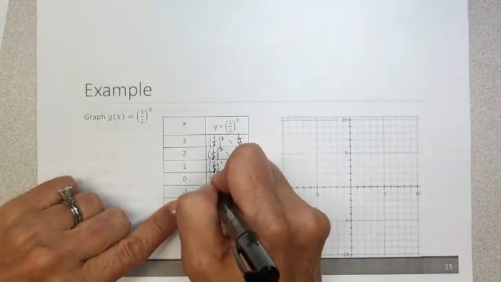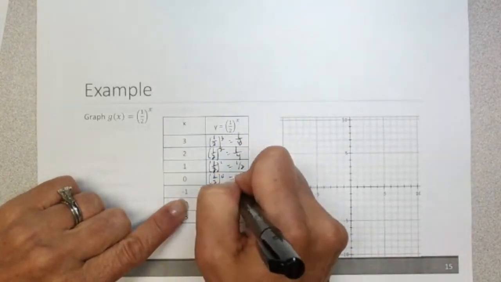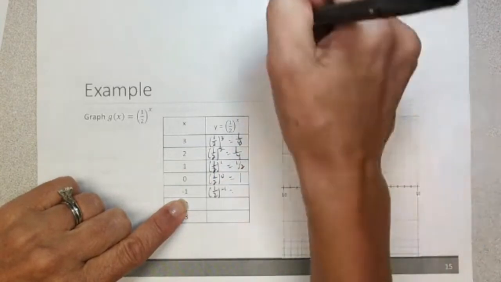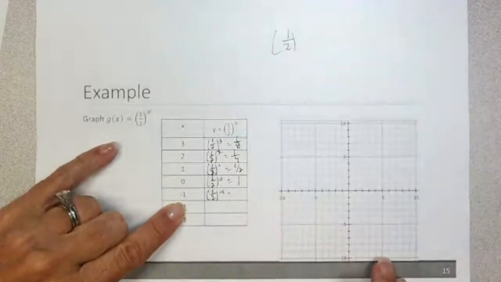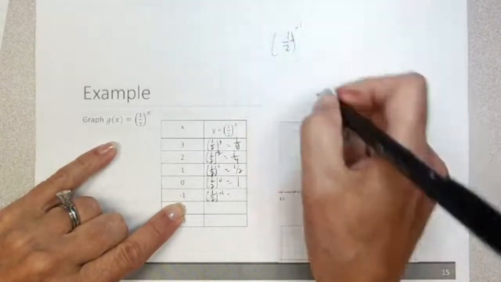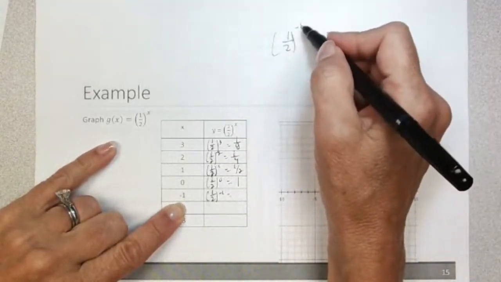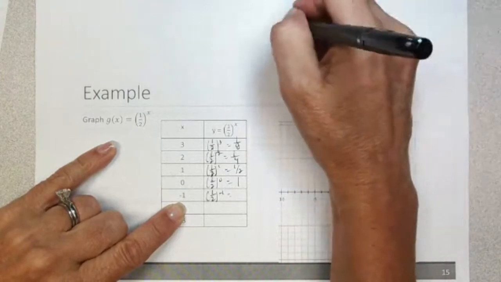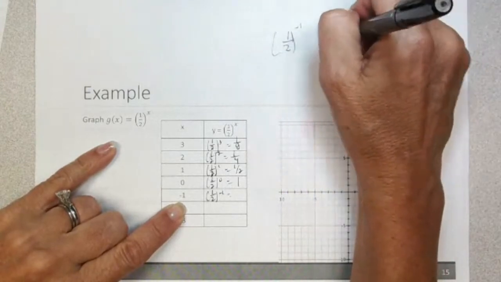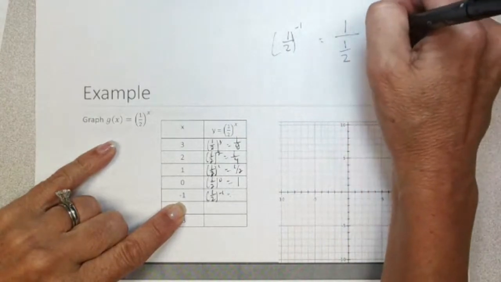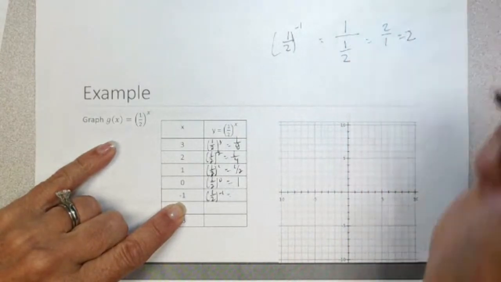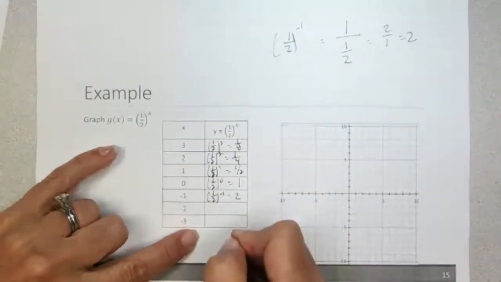Right? When x is -1, 1/2 to the negative first power. What is 1/2 to the negative first power? Look at that for a minute. Well, to evaluate that, I need to get rid of that negative, right? So move it to the dividing line. This becomes 1 over 1/2. What is 1 over 1/2? Well, that's 2 over 1, or just 2, right?